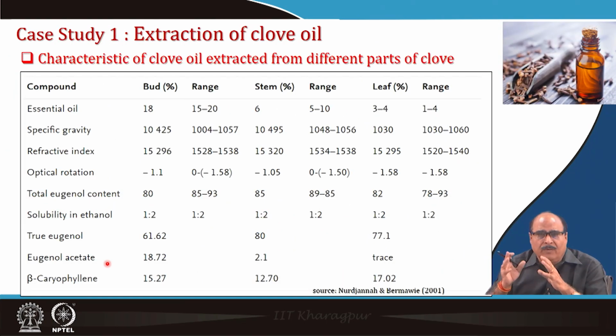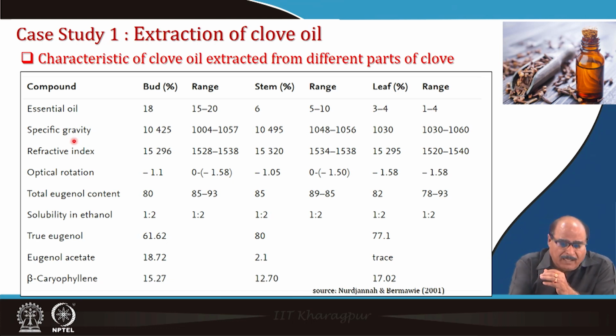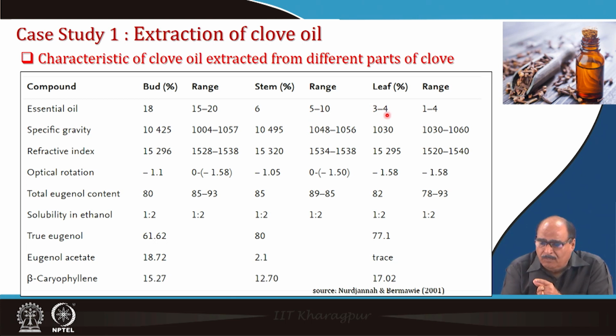Okay. Now, we will take up some case studies. Here case study 1 is the extraction of clove oil. So, you can see the characteristics of clove oil extracted from different parts of the clove plant. That is, the compound like essential oil, from bud as well as stem and leaf. That is how much is obtained in the bud, 18%, range is 15 to 20. From the stem, it is extracted 6%, range may be 5 to 10, and from the leaf it is 3 to 4, the range may be 1 to 4.